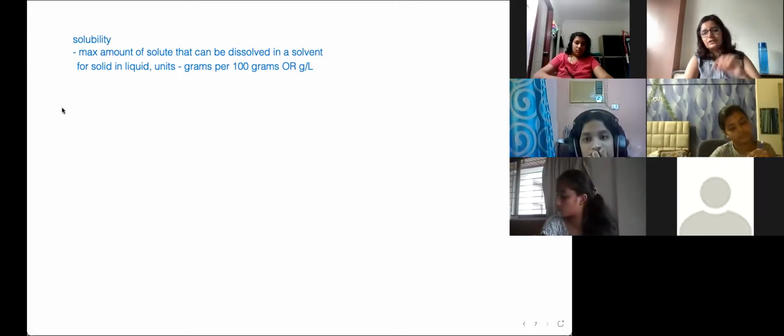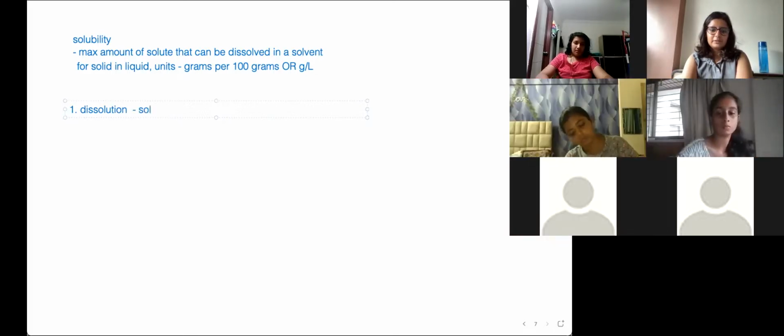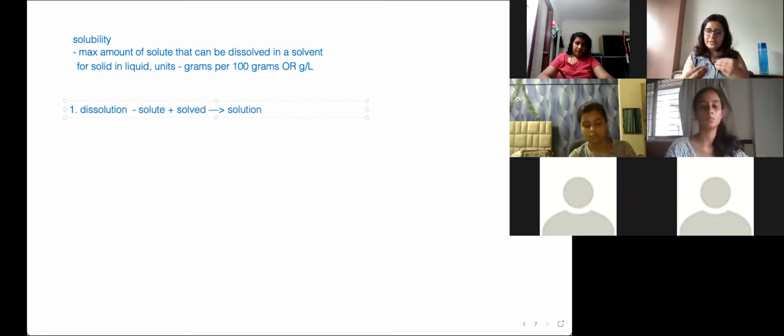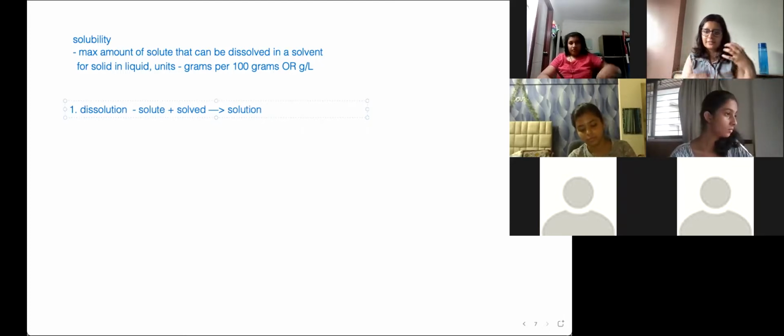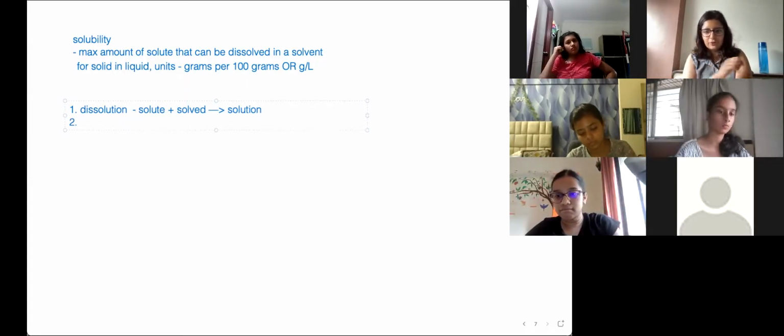क्या होता है when you dissolve a solid in liquid? First thing is dissolution happens. Dissolution is the process of dissolving essentially. Solute plus solvent turns into solution. So as soon as you put salt and water, pehle salt is separate, water is separate. But as time goes by, the salt starts dissolving in water. It ionizes, occupies the spaces in between water molecules. Then once dissolution happens, this will keep going on as you keep adding the salt.